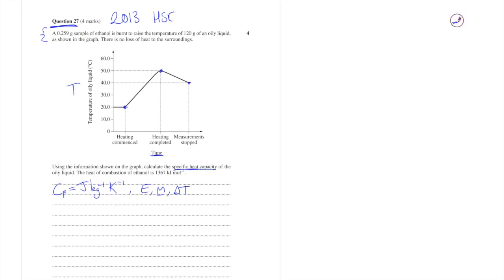So the first thing we're going to start off with is finding this mass. Now notice, we're actually looking at the specific heat capacity of the oily liquid. So that means, I'll just write it down over here, the mass that we're going to be using is, of course, 120 grams. But we need it in kilograms, because that's our units. So it's 0.12 kilograms.